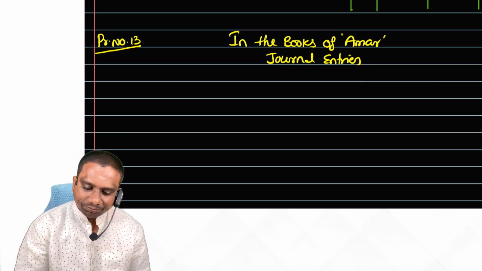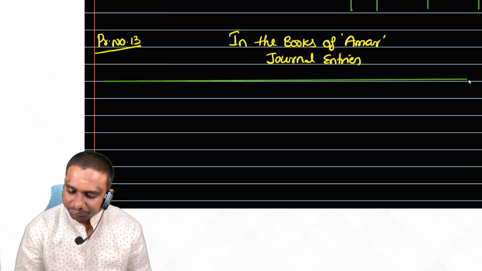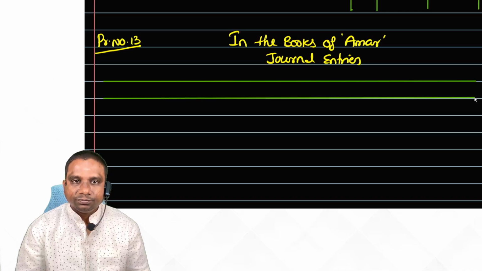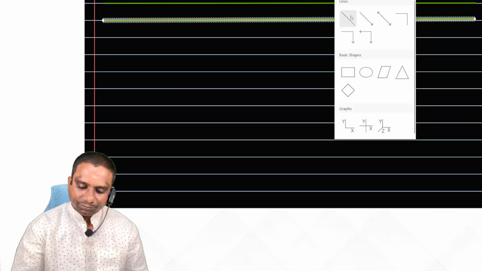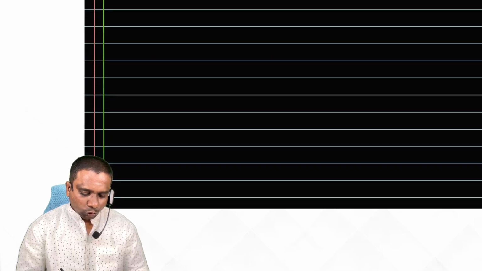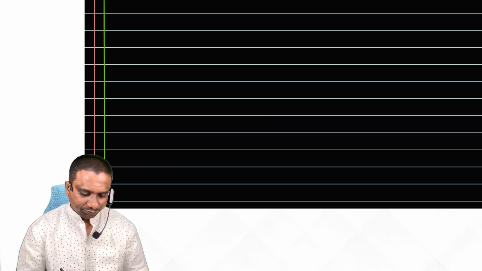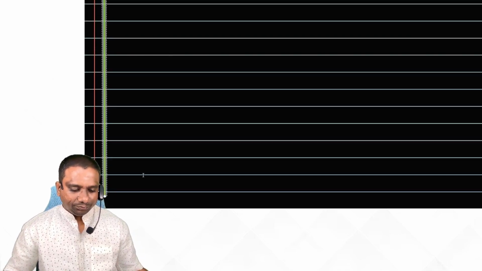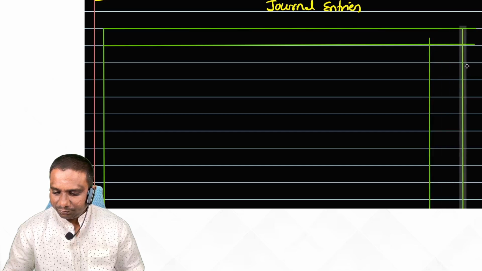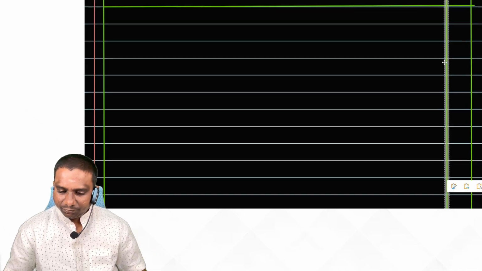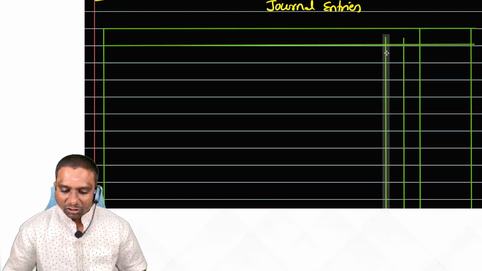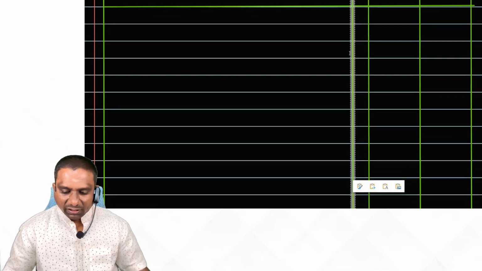Now draw the format. Journal format, 5 column format. Draw it. Use pencil, scale, and eraser, all those things, and draw the format. And don't forget to write the column names also. Tell me, how many columns is this format? 5 column format.